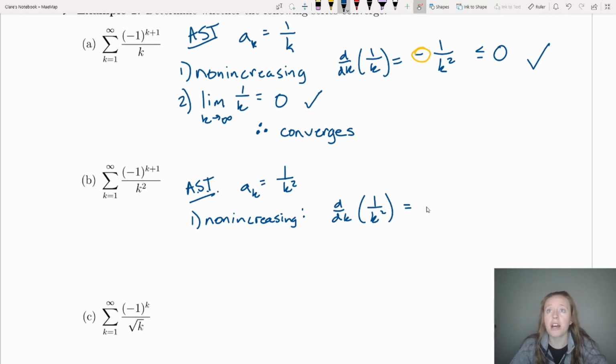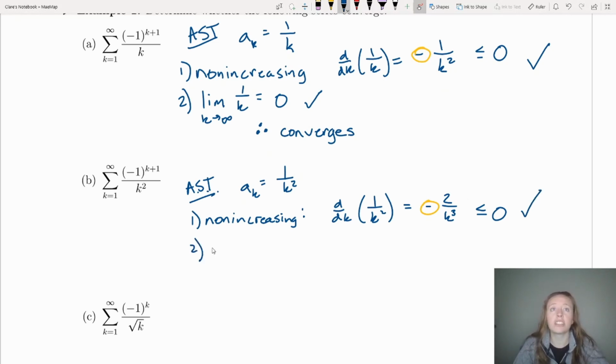So this will become negative 2 over k cubed. And if you need to rewrite these as negative exponents and then convert it back to a fraction, feel free to do so on the paper. And this is also less than or equal to 0 because, I'll go ahead again and circle it, we have that negative there. So this is indeed non-increasing.